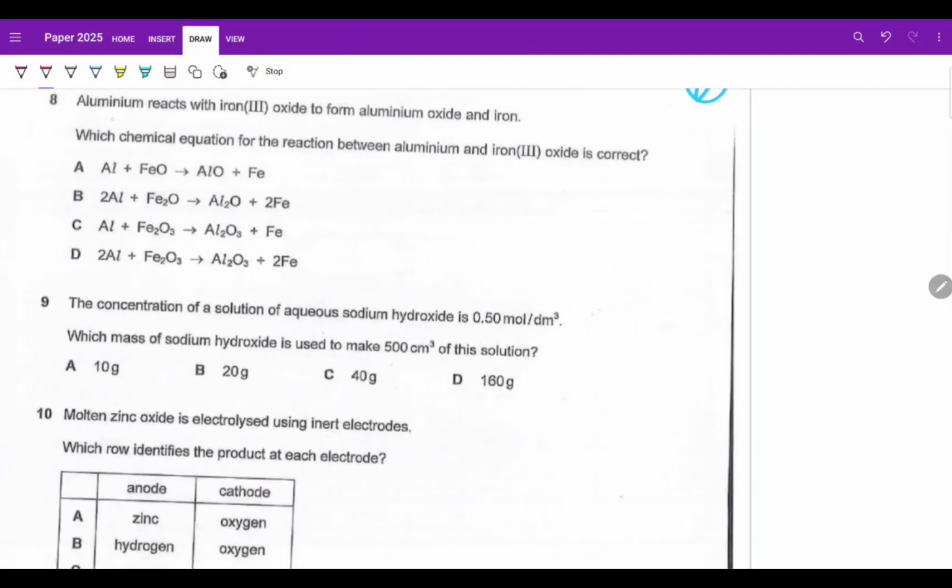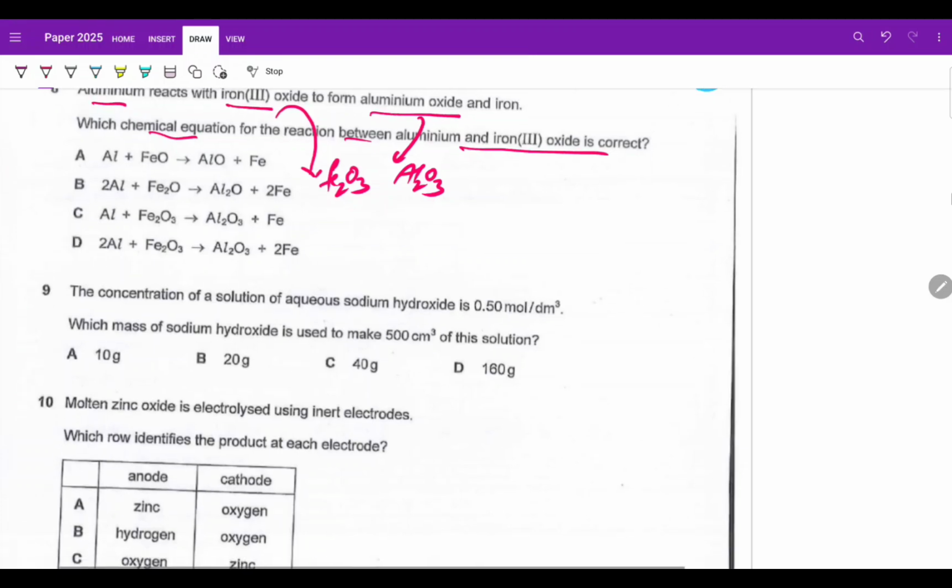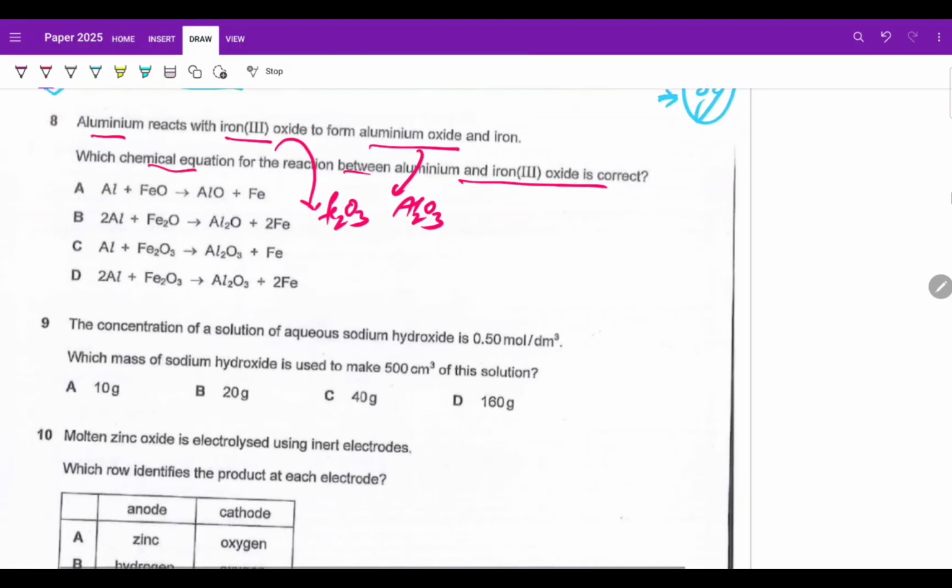Next is question 8, which says aluminium reacts with iron 3 oxide to form aluminium oxide. Iron 3 oxide is Fe2O3 and aluminium oxide is Al2O3. Okay, what is it asking us? Which chemical equation for the reaction between aluminium and iron oxide is correct? Okay, got it. What will be the equation?